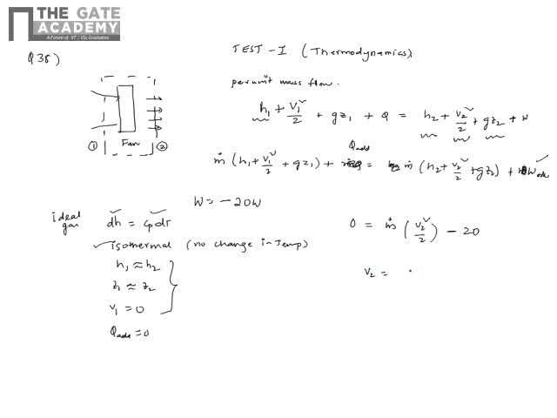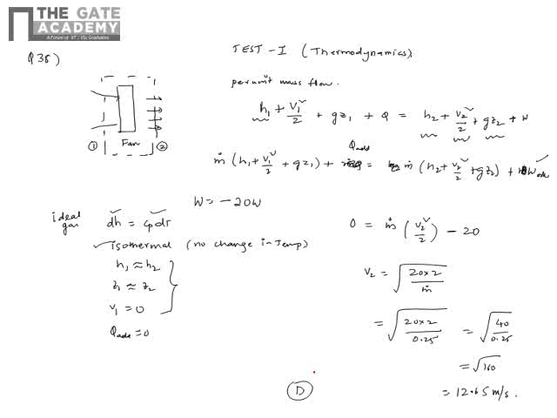So now the outlet velocity is 20 into 2 by mass flow rate, and then the square root. So 20 watt into 2 by mass flow rate, which is given as 0.25. This comes out to be 40 by 0.25, which is root 160, into 4. When you use a calculator, this comes out to be 12.65 meters per second. So the option is D. This is just a simple application of the first law of thermodynamics.